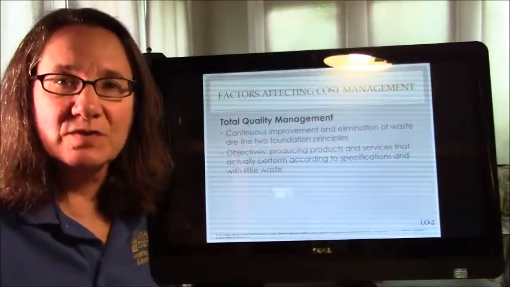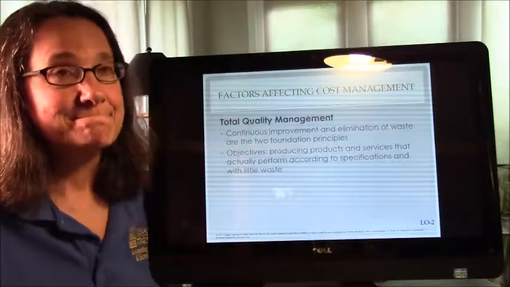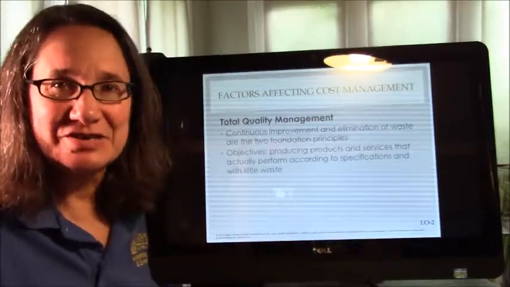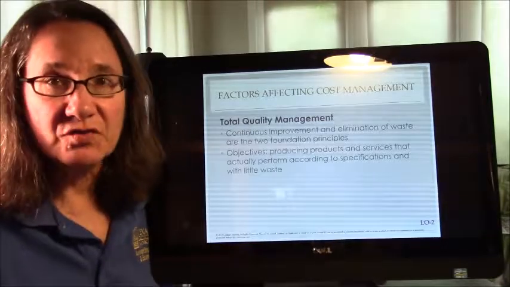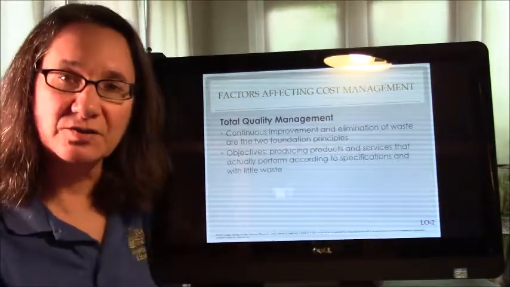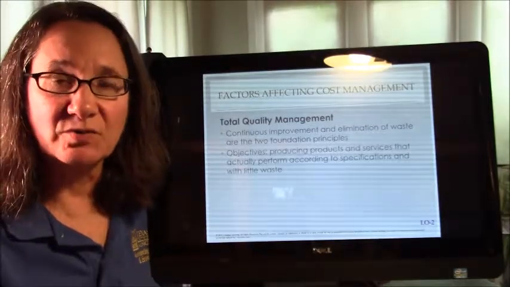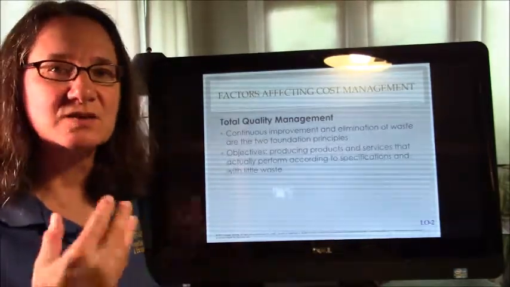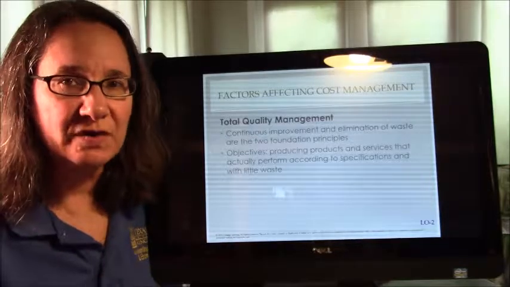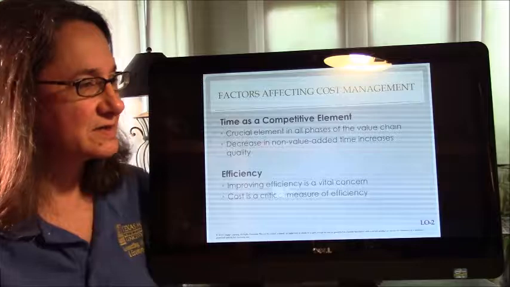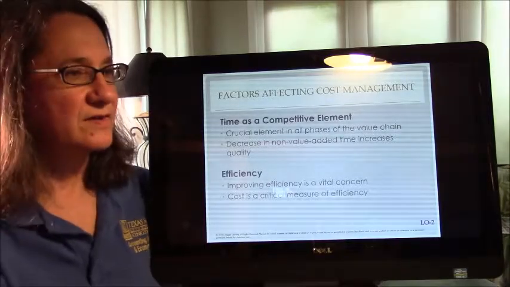Why is this important to us as cost accountants? Well, we're collecting all the data that the managers want to see if we are continuously improving. Costs are part of that, right? We'd want costs to go down, we'd want quality to increase, production time to decrease. So all this information we gather as cost accountants is being used as part of total quality management, if we work at an organization that does that.